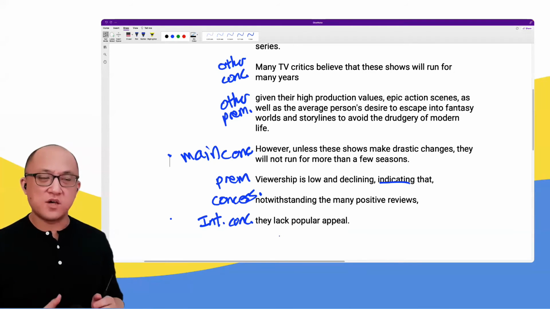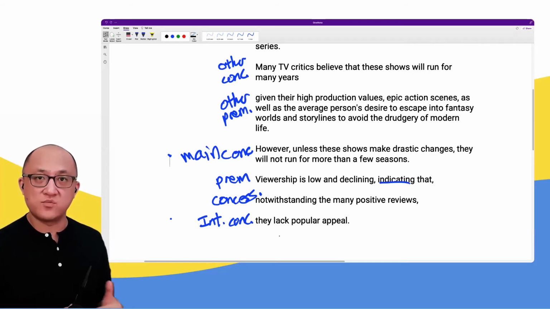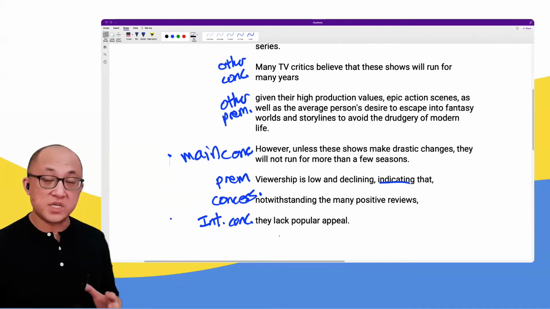Why does the author think, or let's make it more personal, why should I believe that unless these shows change, they're not going to run for more than a few seasons? They're going to be canceled after a few seasons. Because the shows lack popular appeal.